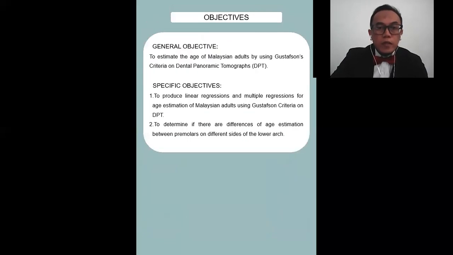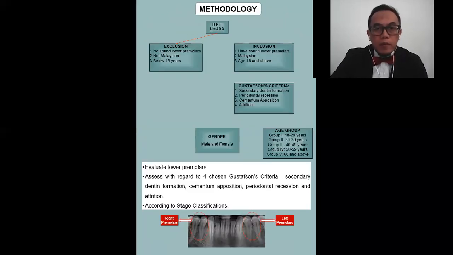These are the objectives for my study: to estimate the age of Malaysian adults by using Gustafson criteria on dental panoramic tomographs or DPT, then to produce regression equations for age estimation of Malaysian adults using Gustafson criteria on DPT. And the last, to determine if there are differences of age estimation between premolars on different sides of the lower arch. This is my methodology for the project.